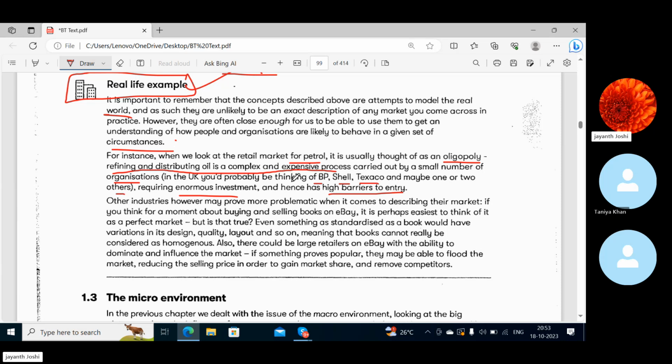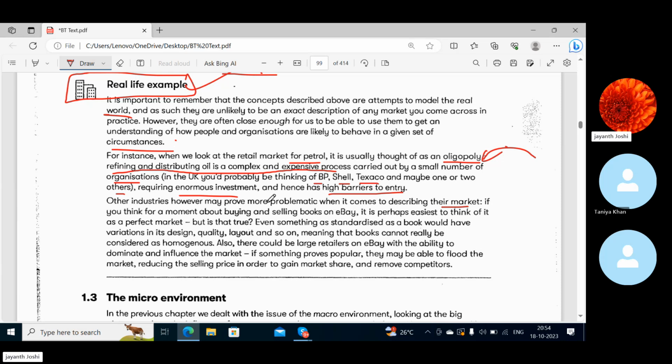Other industries, however, may prove more problematic when it comes to describing their market. Here, with oil, I'm not saying oil producing, I'm saying oil refining. Production is done, the crude oil comes from the Gulf nations or the oil producing countries, and the crude oil goes to all these companies, which can refine it. So their oligopoly comes into the picture. Crude oil production is a monopoly; refining and distribution is an oligopoly. So who will enter this market? It's very tough to enter, right? Even if they enter, they can't survive or succeed. They have to beat all these firms, which are giants.